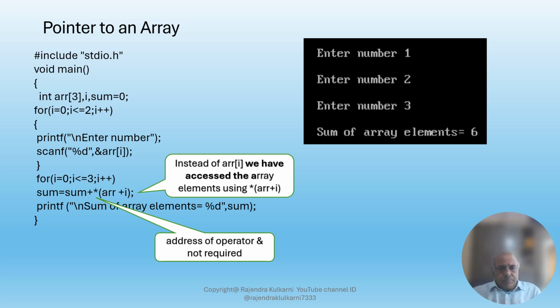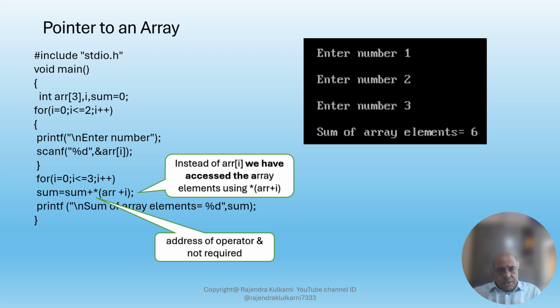How are we accessing the array elements in this statement? Sum plus value at address arr plus i. What does this arr plus i do? arr is replaced by the address of the 0th element, and as the i value changes, when i is 0, this star of arr plus i will point to and take out the value of element number 0.